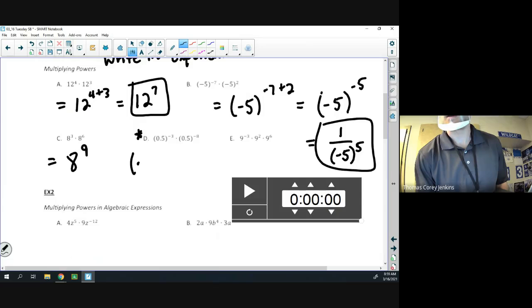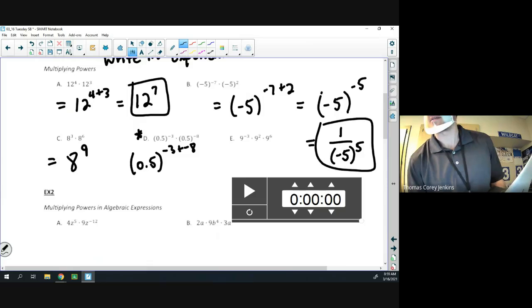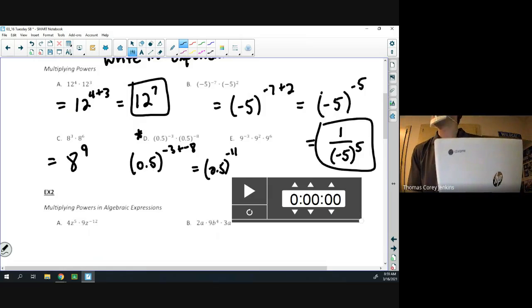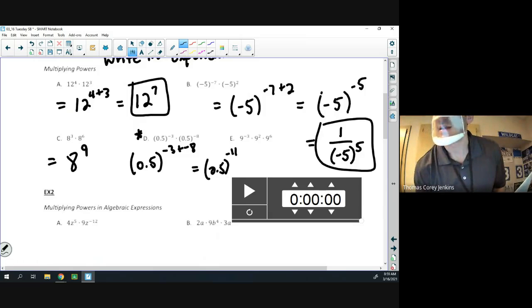Let's just go through it then. So you go 0.5 to the power of -3 plus -8. So that would give you 0.5 to the -11. Can I get a volunteer to simplify that? What would that be equal to? Tristan? 1 over 0.5 to the 11th. That's exactly right.